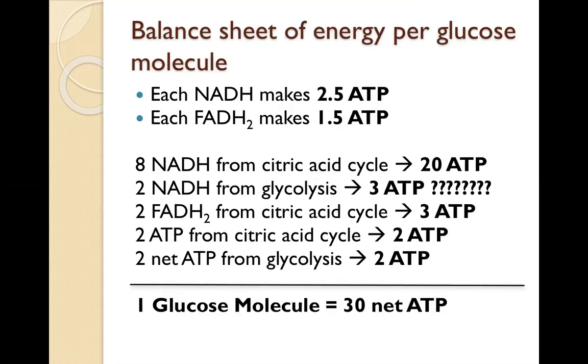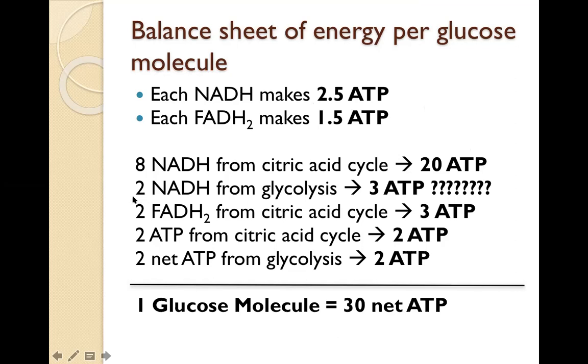And now here's what's happening for each NADH and each FADH2 molecule. For every single NADH molecule, you produce about 2.5 ATP, or 2.5 moles of ATP. For every FADH2 molecule, you make about 1.5 ATP. So that means that from the citric acid cycle, you have 8 NADH molecules. So if you multiply 8 by 2.5, you get 20 ATP for the citric acid cycle.